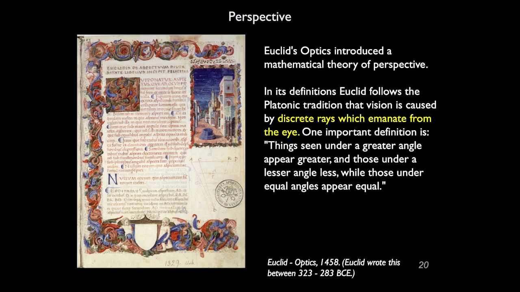So Euclid's Optics introduced a mathematical theory of perspective. In its definitions, Euclid follows the Platonic tradition that vision is caused by discrete rays which emanate from the eye. So one important definition is that things seen under a greater angle appear greater and those under a lesser angle less, while those under equal angles appear equal.